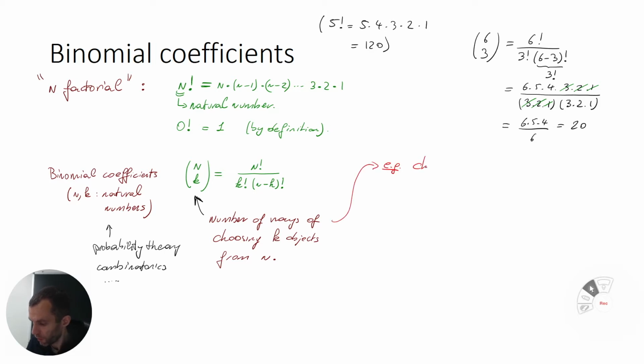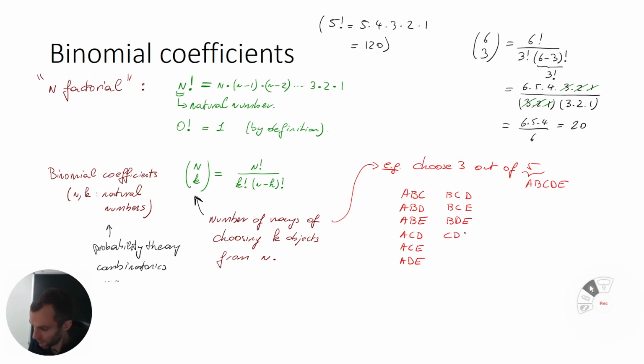So let's say we want to choose 3 out of 5, and here we'll denote the 5 by A, B, C, D, E. So how many groups of 3 can you make from 5 objects? Well, there's A, B, C, there's A, B, D, there's A, B, E, there's A, C, D, there's A, C, E, and then there's A, D, E. Now I have to make sure that I don't forget any. So now B, C, D, B, C, E, B, D, E, and C, D, E. So I think I didn't make any mistakes. So we have 10 such groups of 3.